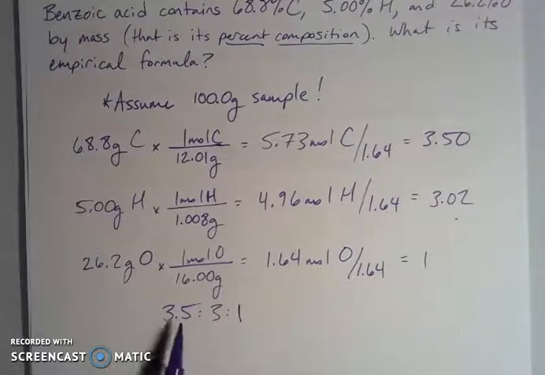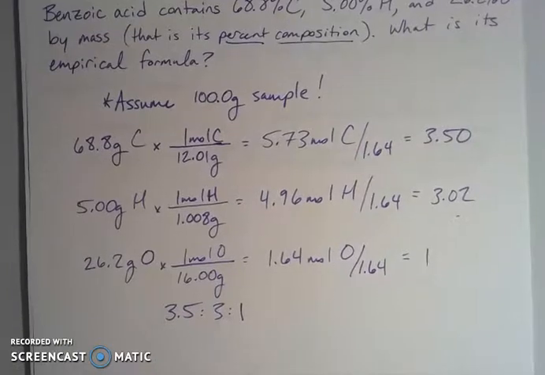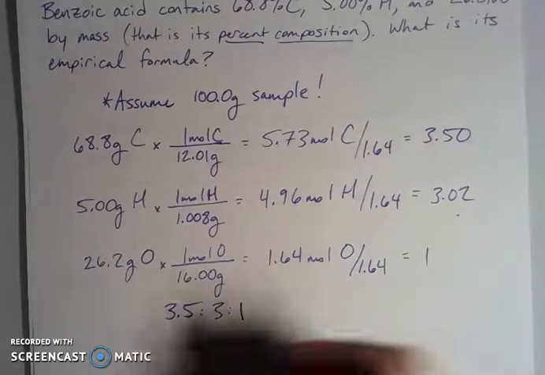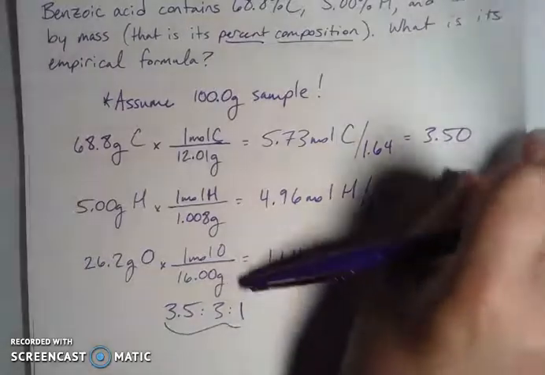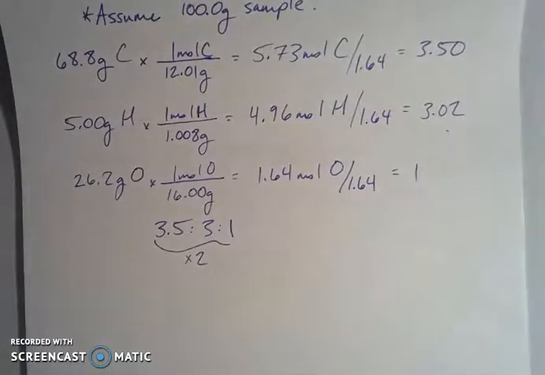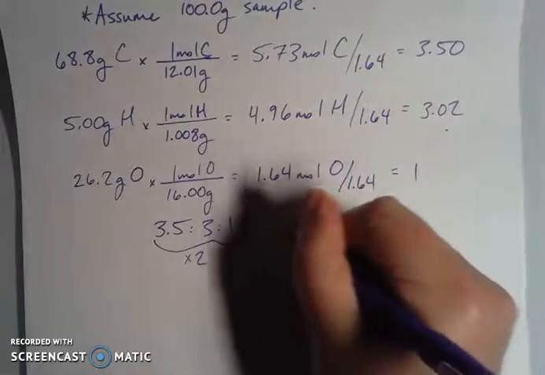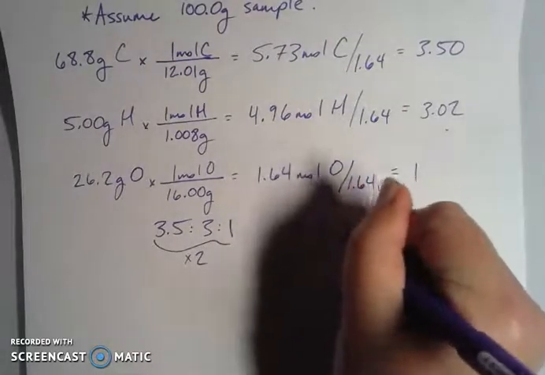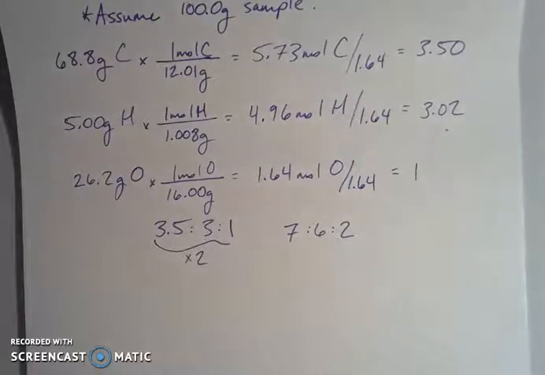But we know that we have to have whole numbers here. So how do I get all of these to the lowest whole numbers that I need? Well, I need to multiply all of these by 2. And when I multiply all these by 2, that gives me a 7:6:2 ratio. And that's the lowest whole number ratio.